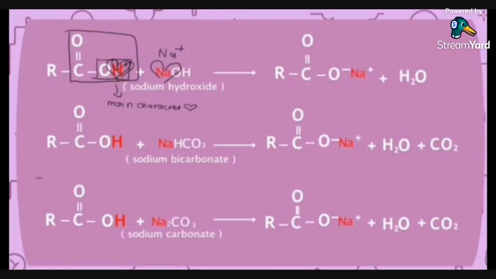So our product that will be produced in this reaction will be R C double bond O will be remain unchanged, but the changes will happen to the OH. So the OH earlier will become O and Na right here, and the byproduct that will be produced in this reaction is H2O right here. Okay, why H2O? Because we have the H that we have removed from the OH, and we also have the OH from our NaOH. So H plus OH, so we will get H2O.